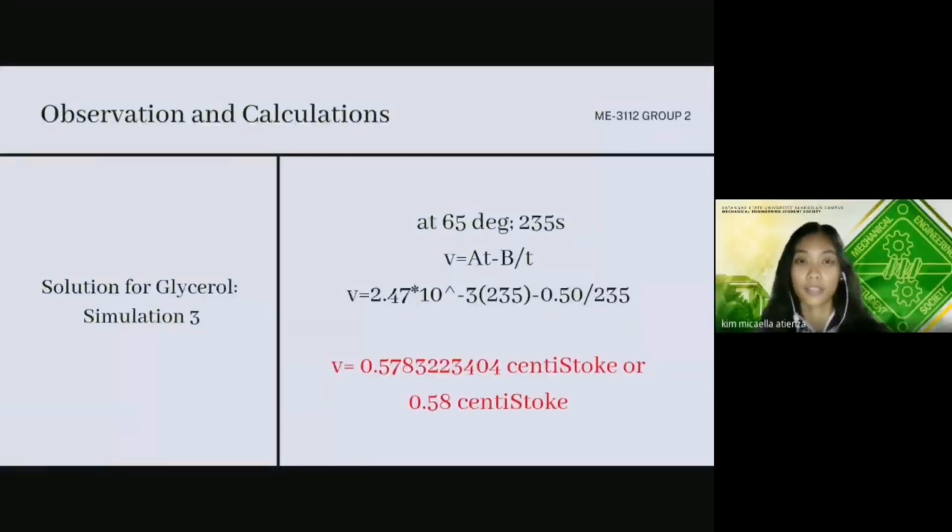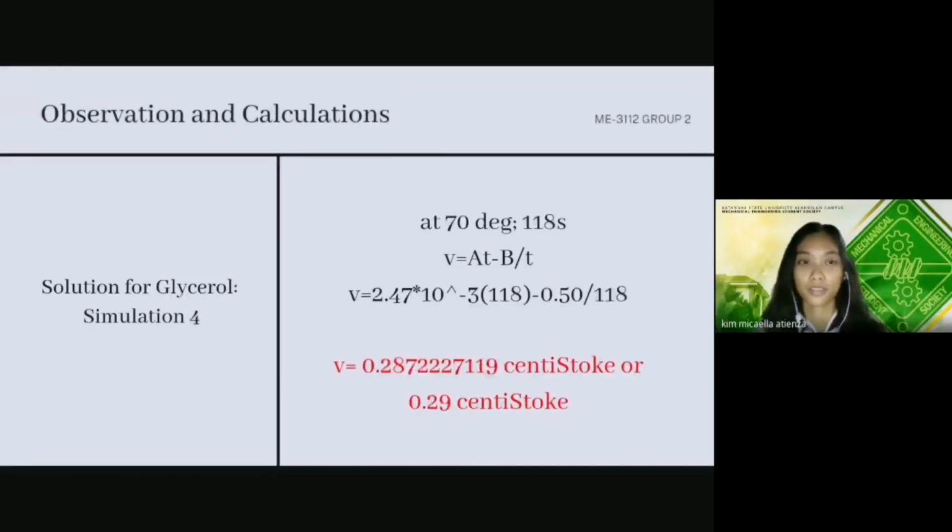For the third simulation, at 65 degrees and 235 seconds as time of flow, we have a kinematic viscosity of 0.5783 22 34 04 centistokes, or approximately 0.58 centistokes. For the fourth one, at 70 degrees, we have 118 seconds as time of flow, and the calculated kinematic viscosity is equal to 0.2872 227119 centistokes, or approximately 0.29 centistokes.